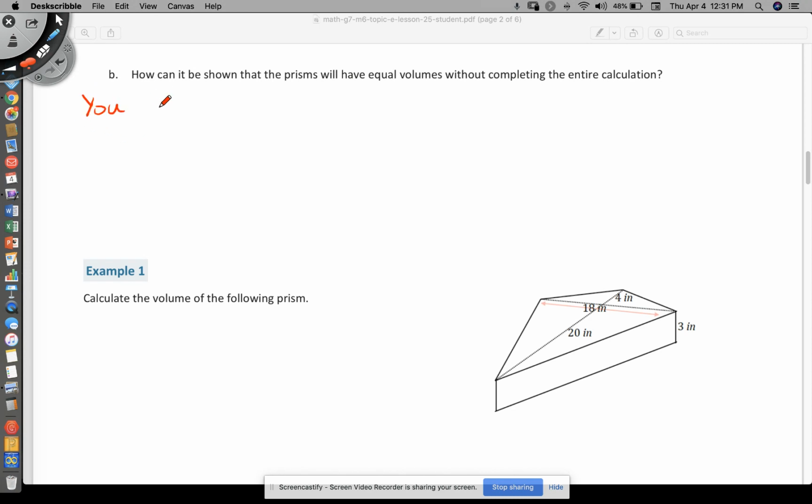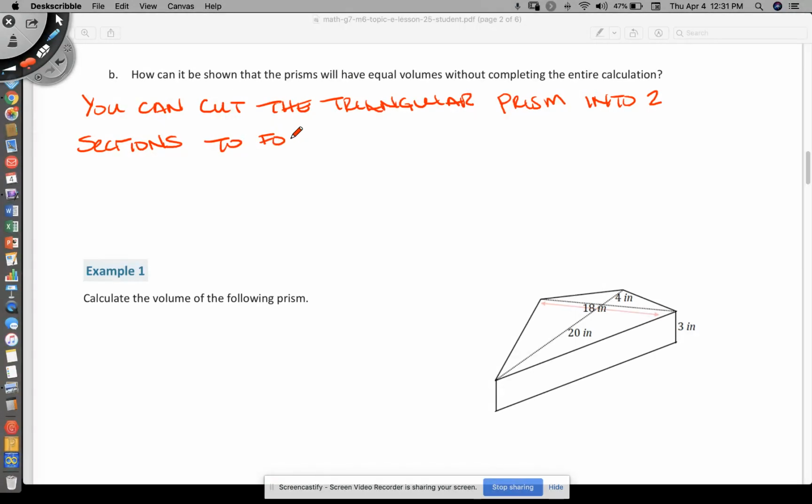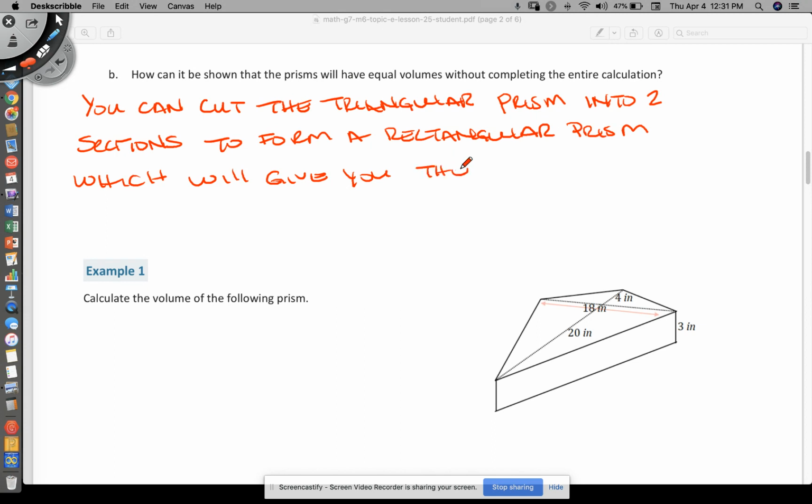And so what we can say is, and this goes back to that opening exercise that I explained to you at the beginning, you can cut the triangular prism into two sections to form a rectangular prism, which will give you the same volume. So basically what we've been talking about for a few minutes here is that just by rearranging those pieces to make it into a rectangle, will still give you the same volume.